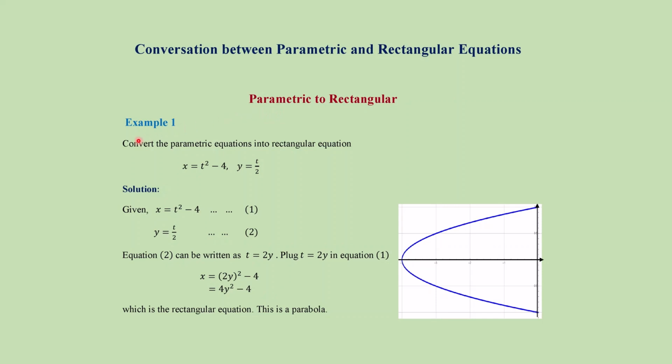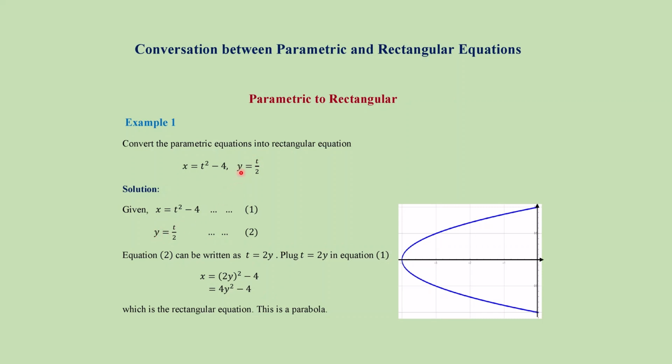Now, in example 1, we are asked to convert the parametric equation into a rectangular equation. That means here we have three variables x, t and y. We need to convert to a rectangular equation, that means into two variables, only x and y, because in a rectangular equation we have only x and y. So we need to eliminate t. So how can you eliminate t?